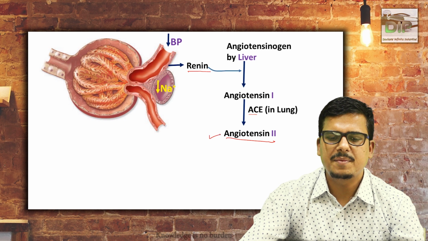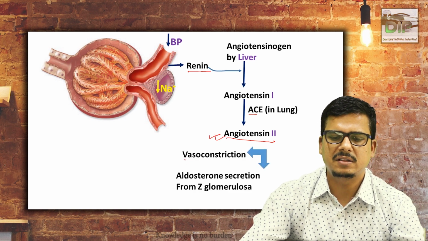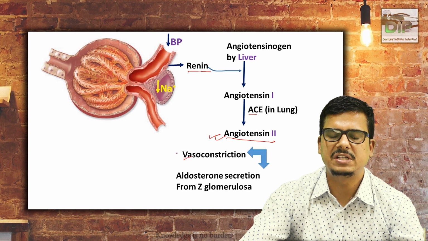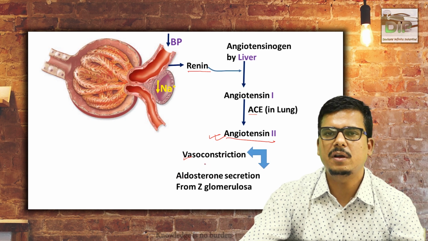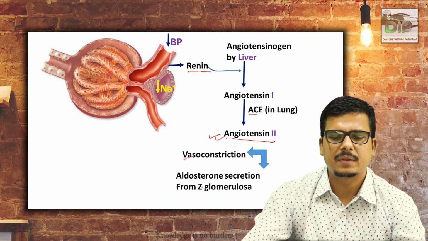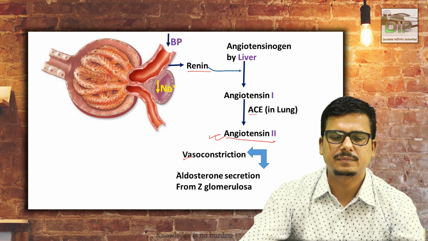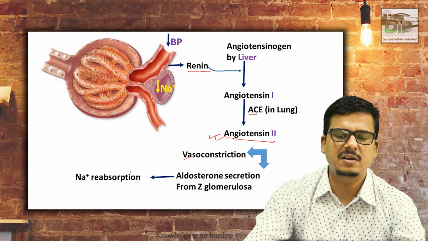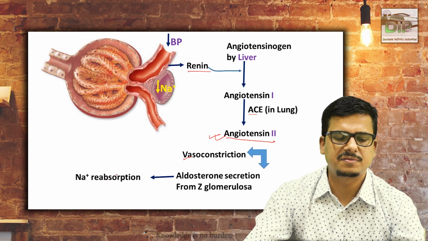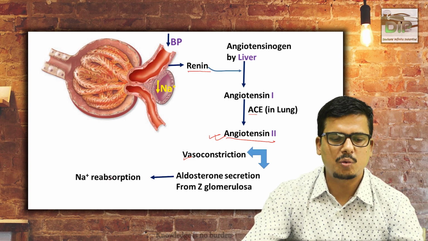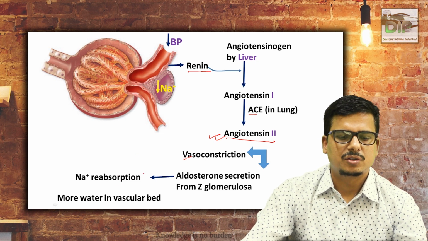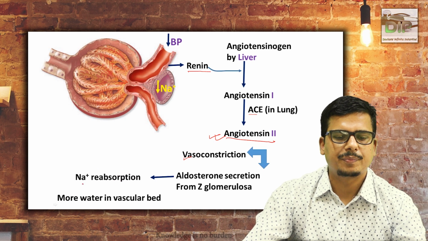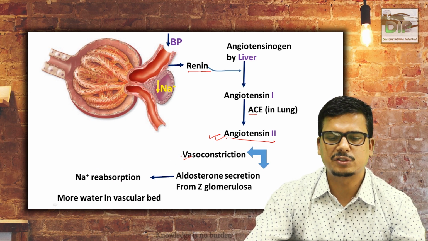And this angiotensin 2 is very important for two purposes. This causes vasoconstriction, which increases the peripheral resistance obviously, and this also induces the release of aldosterone from the suprarenal gland, from the zona glomerulosa layer. So what is the function of aldosterone? Aldosterone induces sodium reabsorption from the renal tubules. When there is sodium reabsorption in the renal tubules, the water also follows, and more water lies in the vascular bed. So combined, this increases the blood volume, and vasoconstriction increases the peripheral resistance.